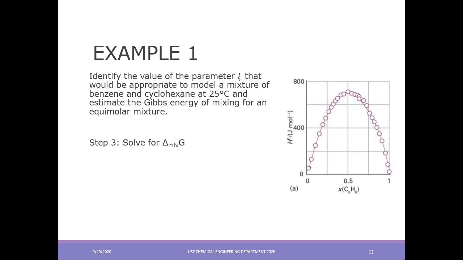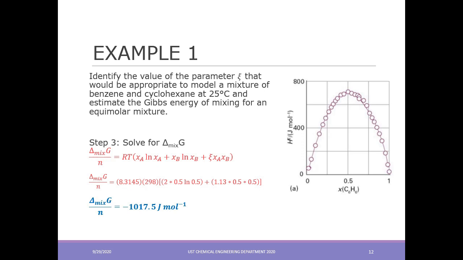Then to calculate the molar Gibbs energy of mixing, we use the expression we got for regular solutions. Take note that both sides were divided by n to get the molar quantity of the Gibbs energy of mixing. Substituting known values, we get negative 1017.5 joules per mole.